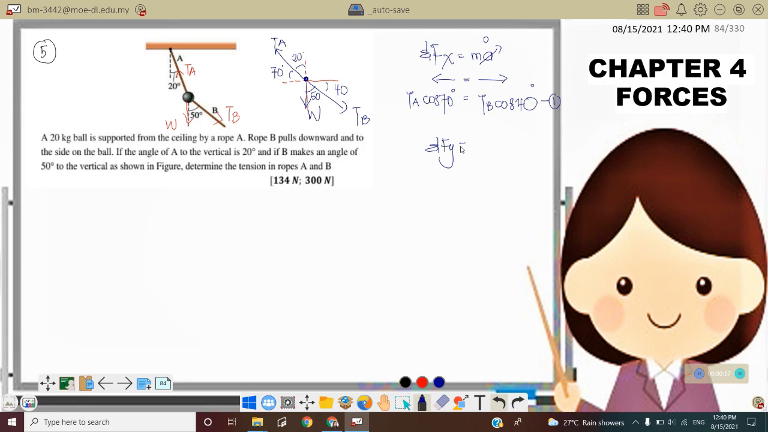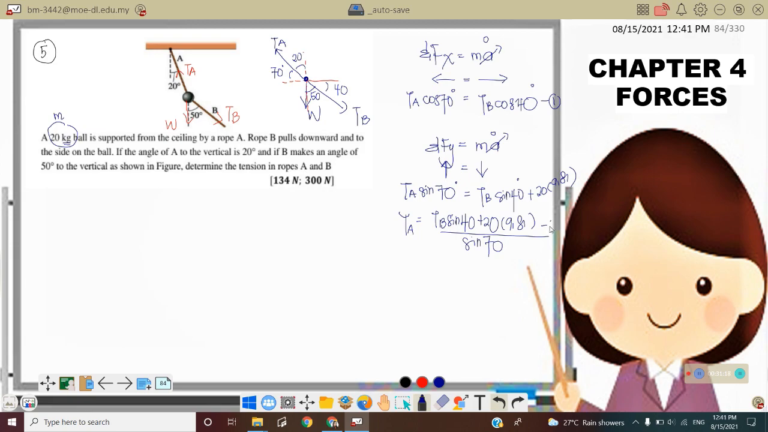Going to the next equation, the resultant force for the y component equals ma, and again is equal to 0. So the force acting upward must equal the force acting downward. Upward we have tension A sine 70. Downward we have tension B sine 40, and also the weight. The question gives us the mass in kg, not the weight, so you must multiply 20 times 9.81. So TA equals TB sine 40 plus 20 times 9.81, over sine 70. This is our second equation.